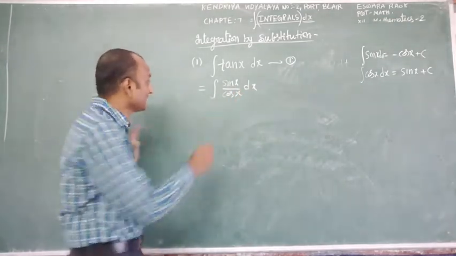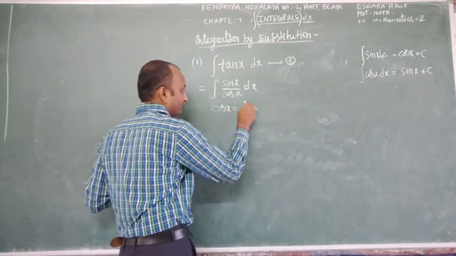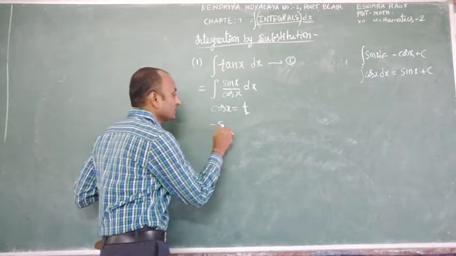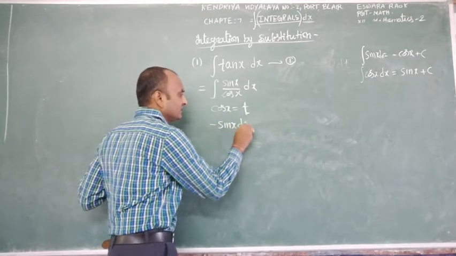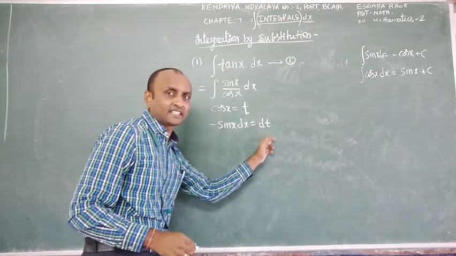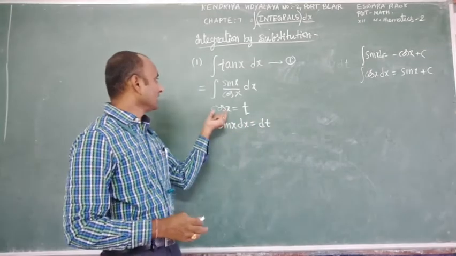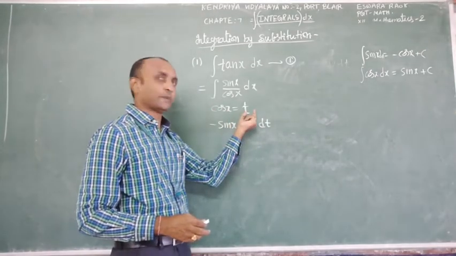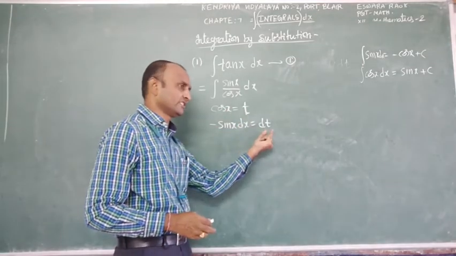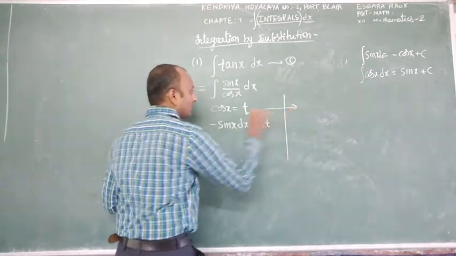So you take cos x is equal to t. When cos x is equal to t, what is the derivative of cos x? Minus sin x into dx is equal to dt. Instead of writing dt by dx on the right side and getting dx on the left side, directly I am writing here with respect to x, here with respect to t. So the derivative of cos x, minus sin x into dx, is equal to dt. Please remember, I am just doing differentiation of this.